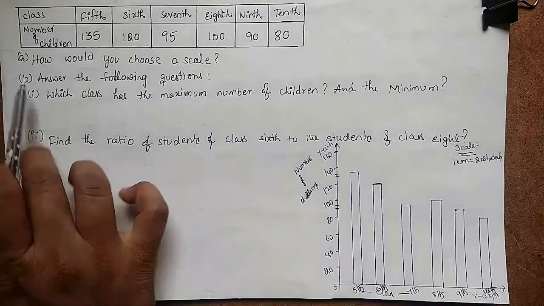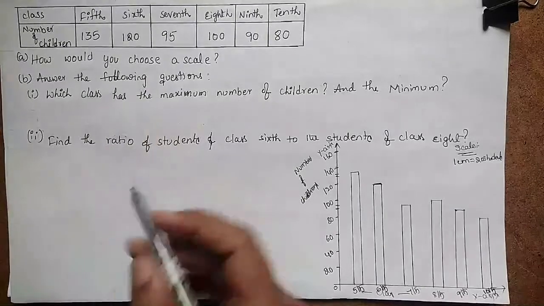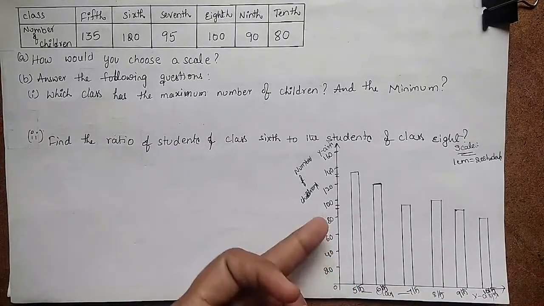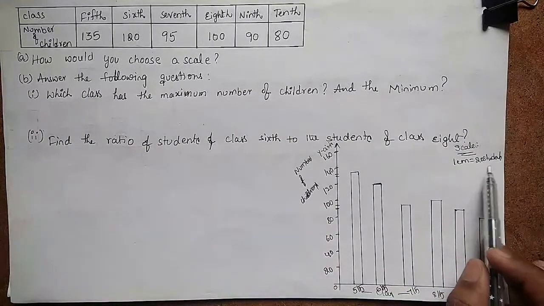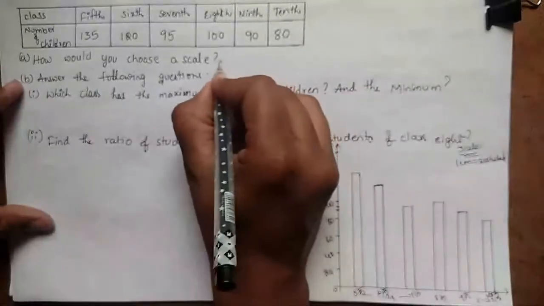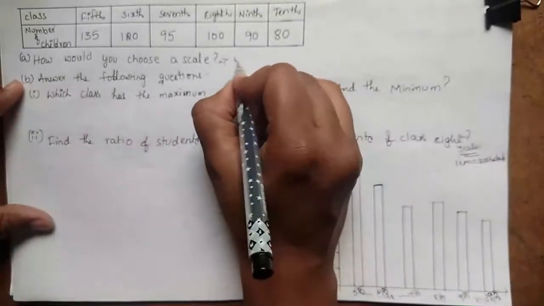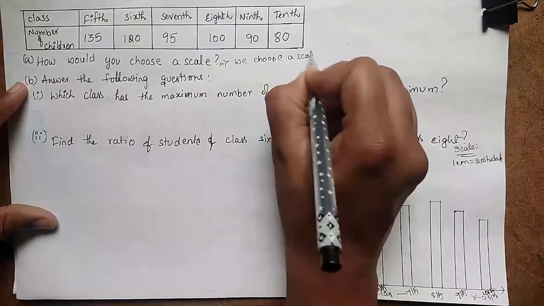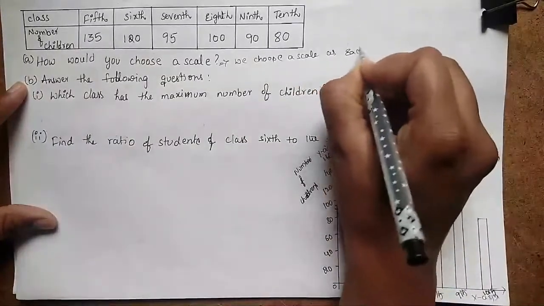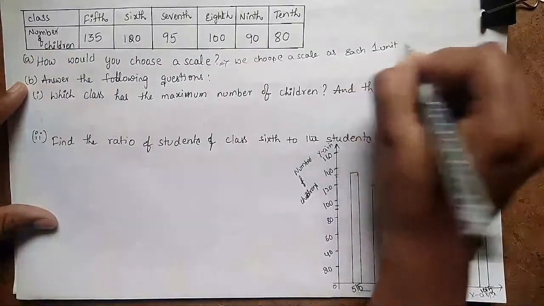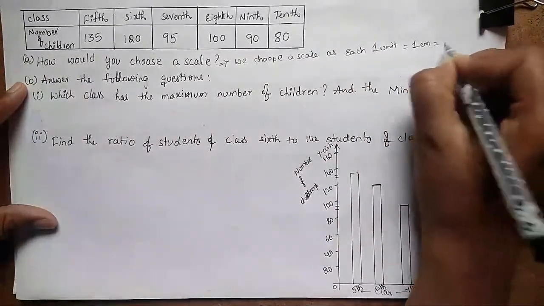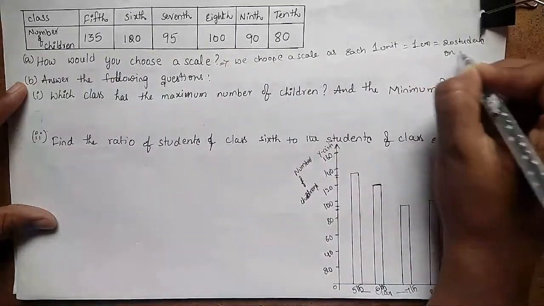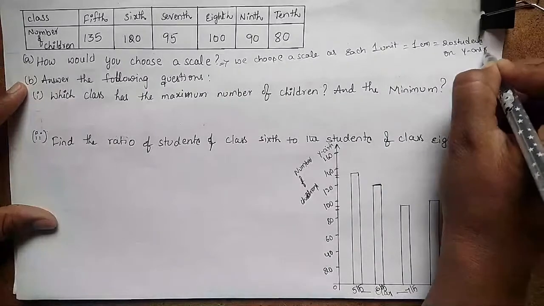Now we have to answer: how would you choose a scale? Through the y-axis it was 20, 40, 60 like this. So 1 centimeter is equal to 20 students. So the answer was, we choose the scale as 1 centimeter equal to 20 students on the y-axis. This was the answer.